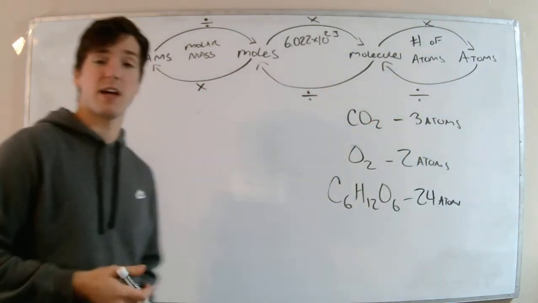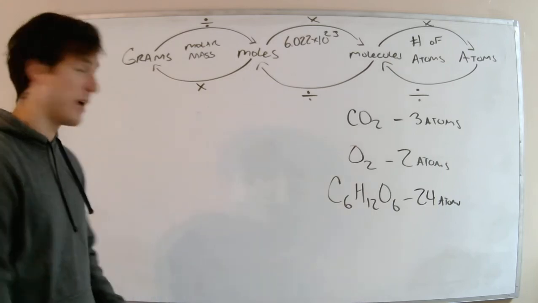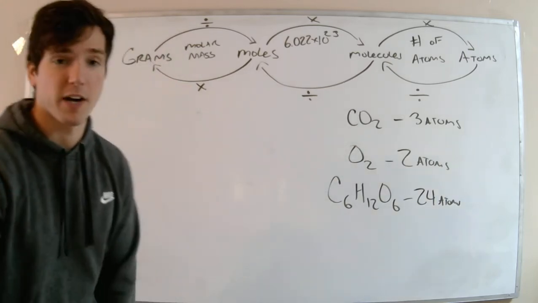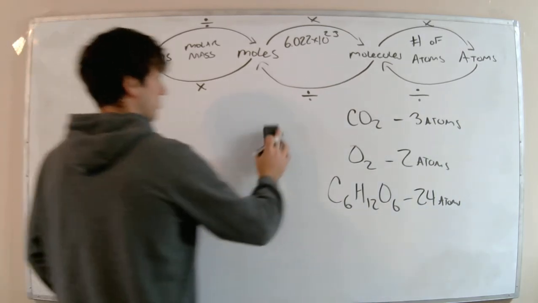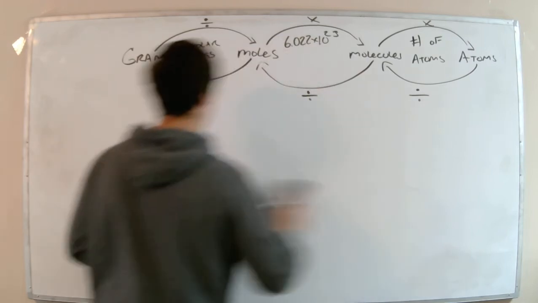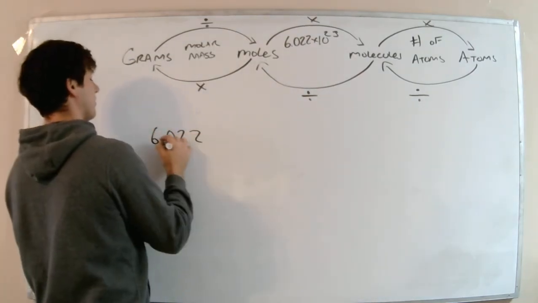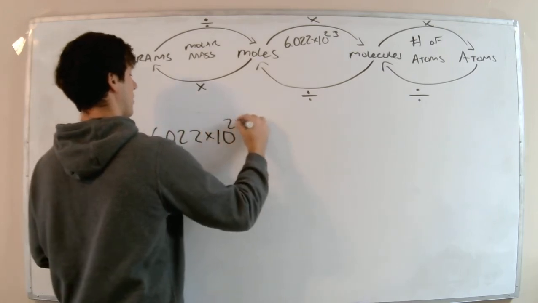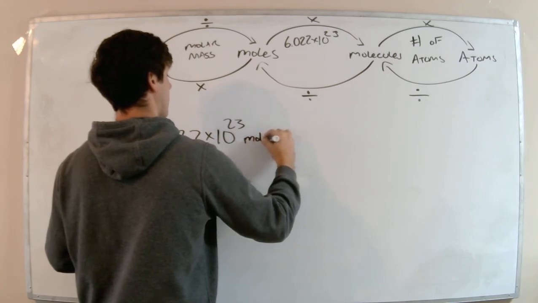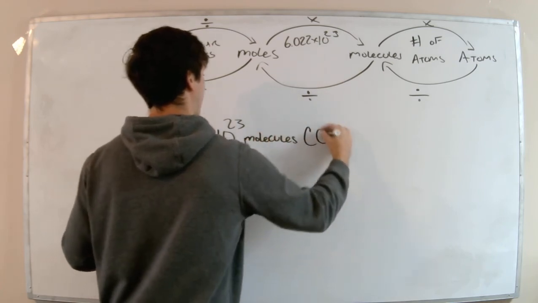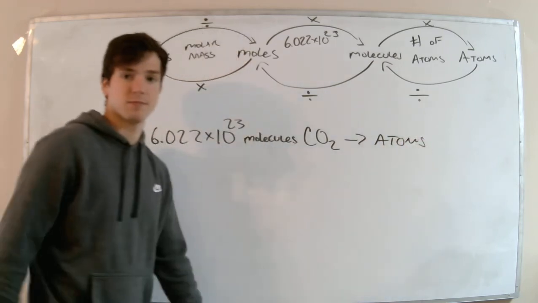So for our last step, when we're going from molecules to atoms, we're just multiplying by how many elements there are in our compound. So let's go ahead and do another example like that as well. Say I got an Avogadro's number worth of CO2 molecules. And I just want to go to atoms.